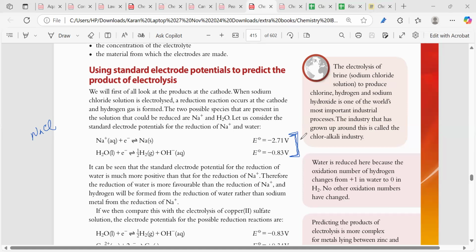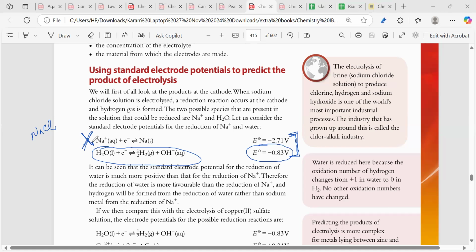The species getting reduced will have more spontaneous reduction potential, meaning more positive reduction potential. Is it clear? So water goes, and Na+ stays back. Understood? Don't try to compare with the voltaic cell, just a request, otherwise you'll get confused. Don't try to compare.